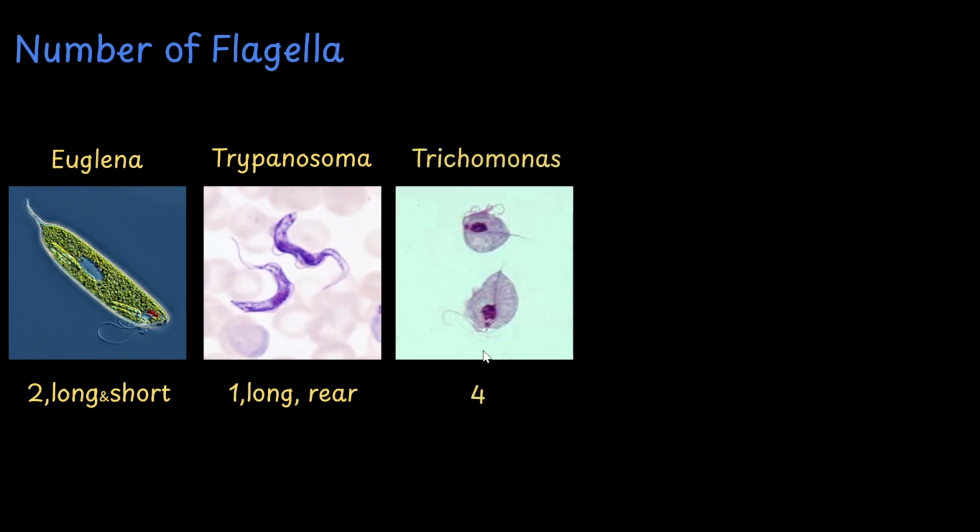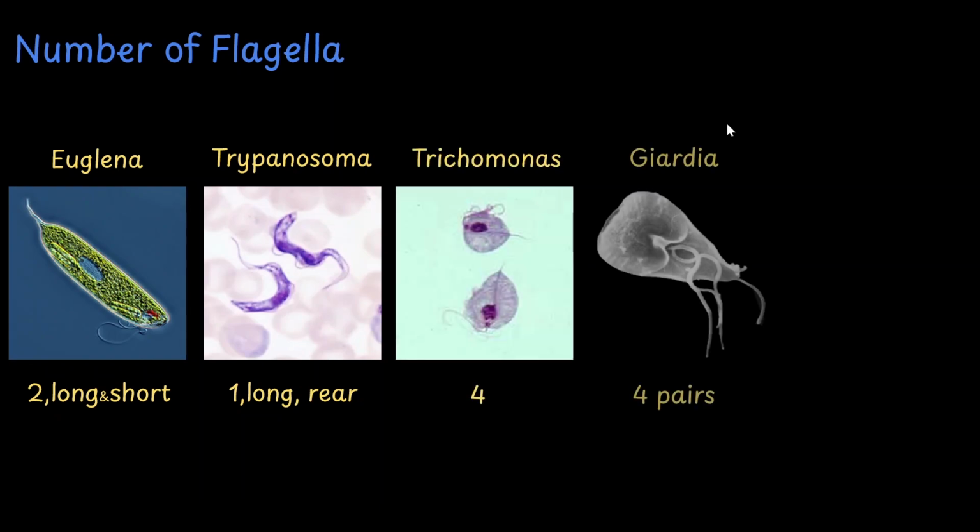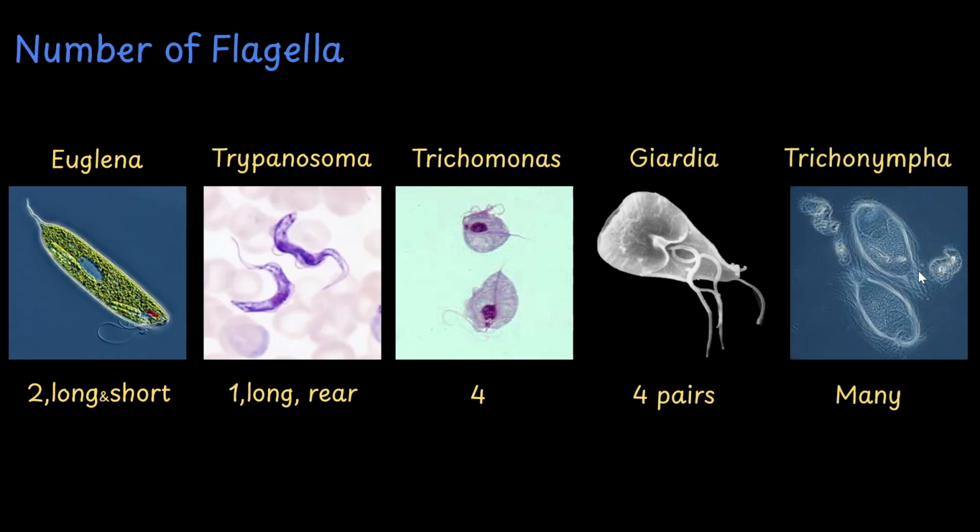The flagella also vary in their number. For example, in Euglena, you can see that there are two flagella. One is long and the other is short. In Trypanosoma, there is only one flagellum and it is towards the rear end of the organism. In Trichomonas, there are four. Giardia has four pairs of flagella. And finally, Trichonympha have many flagella.